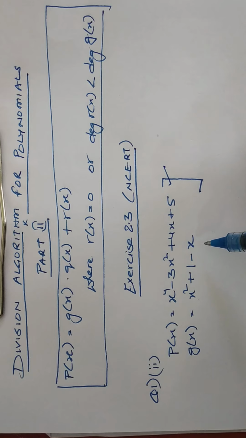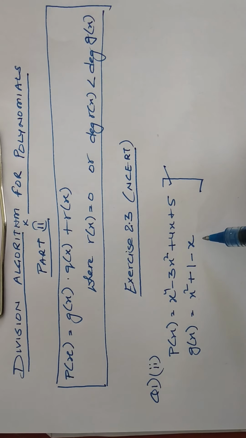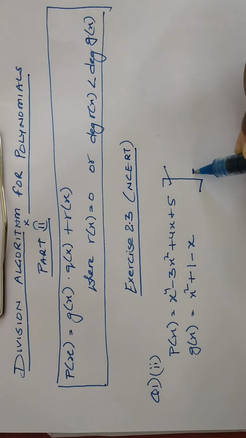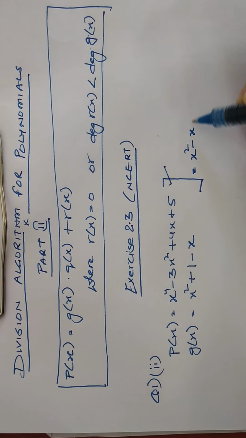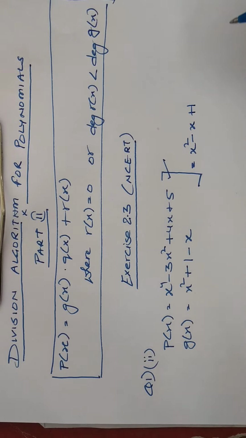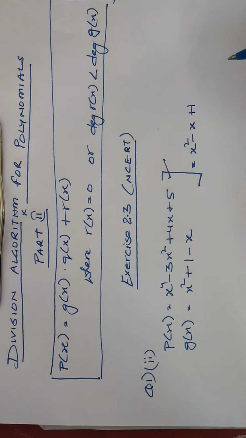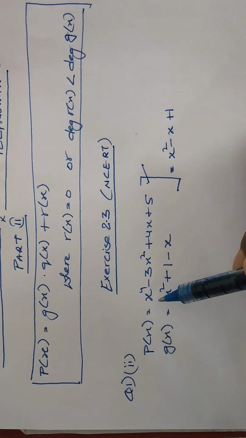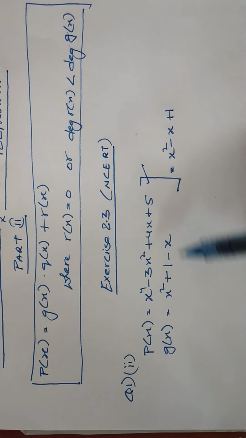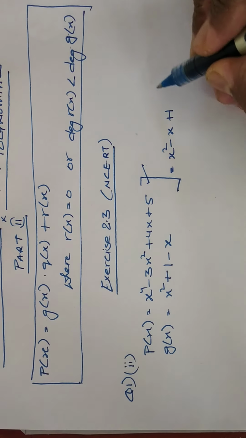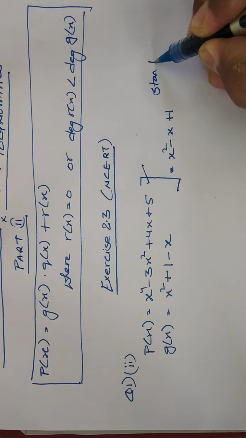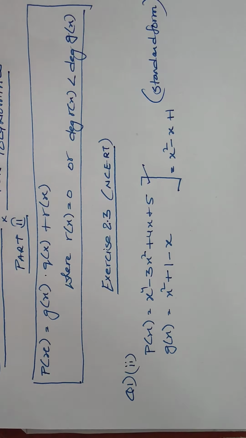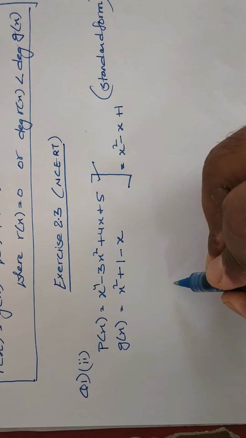But the divisor polynomial, that is x square plus 1 minus x, is not in standard form. So first we will write this in standard form, that is x square minus x plus 1. Now this polynomial is in standard form. So the prerequisite for dividing any polynomial by another polynomial is that both the polynomials should be in standard form. So now I will do the division process.